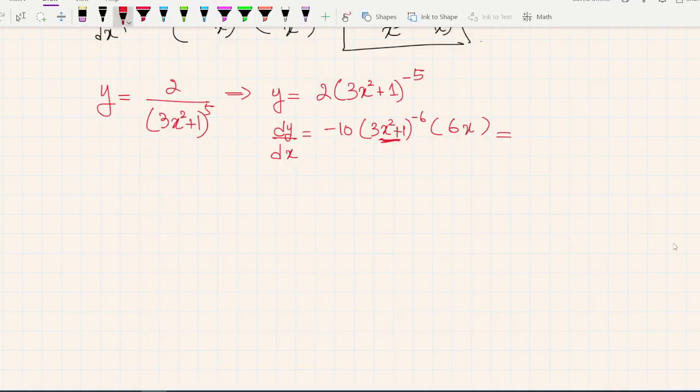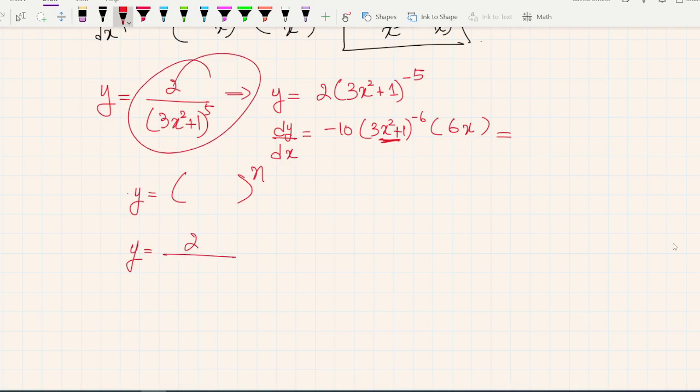Okay, so let's look into how to do these types of differentiations. When we have y equals to some function of x inside a bracket, raised to the power n of the bracket. So let's say I have this function y equals to what we were doing earlier, y equals to 2 over (3x squared plus 1) raised to the power of 5. So we can write this as 2 times (3x squared plus 1) raised to the power of negative 5, right? Now the power is negative 5 and 2 is here.